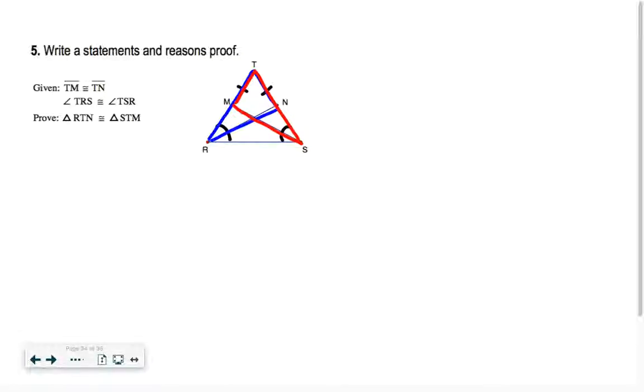Okay, that's a hard one. There's a lot going on there. These are really hard proofs. They won't be this hard on your test, no worries.